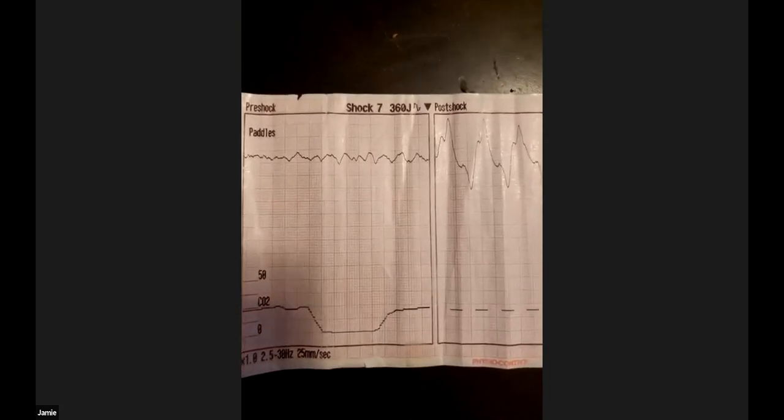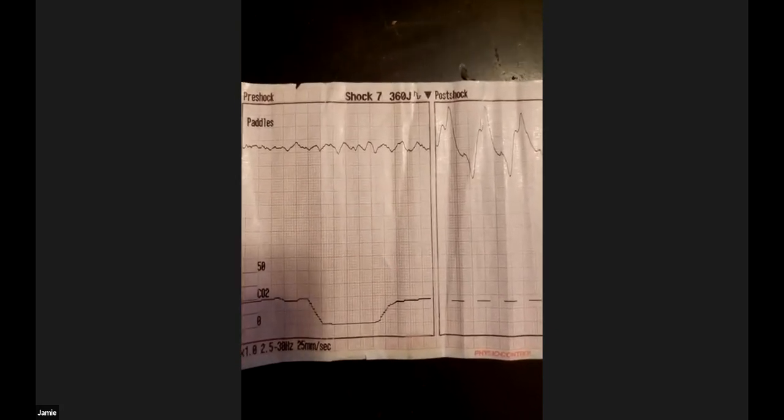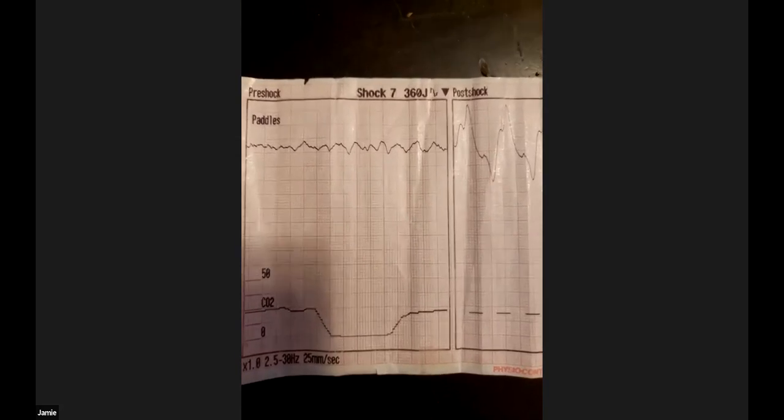So this right here is, sorry for the kid, an intubated patient in refractory VFib. We just intubated them. You can see that waveform is upside down. This is at shock 7. On shock 8, you can see the immediate change in the waveform capnography.